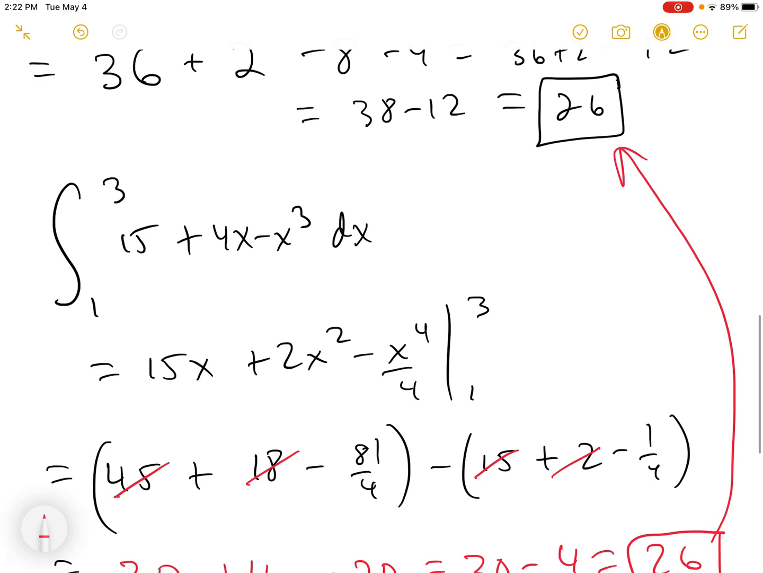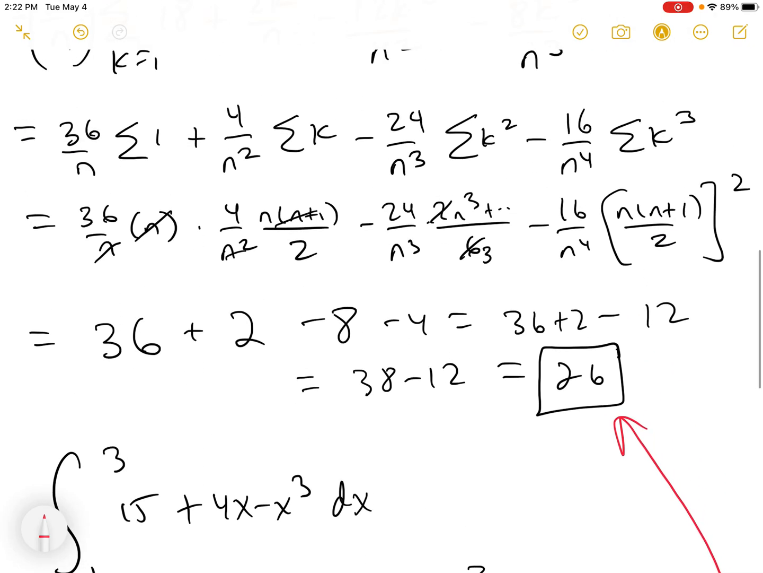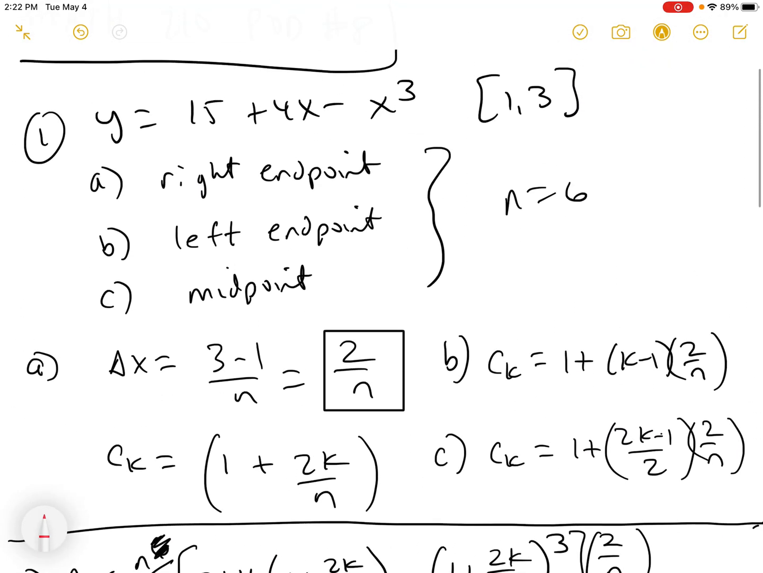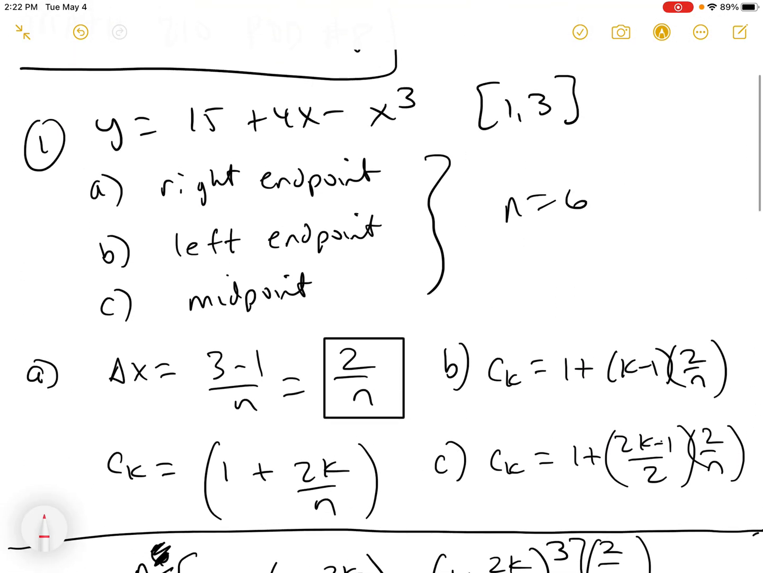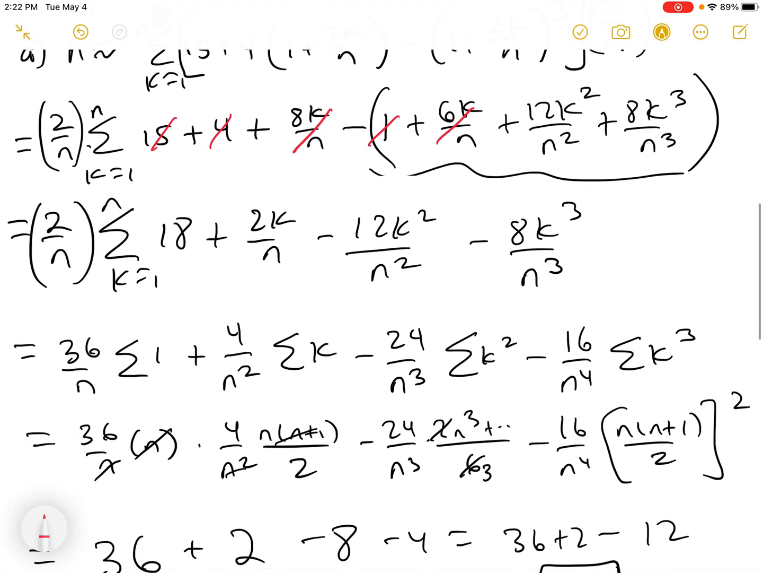They match. I did the right hand. I'll let you do the left hand and the midpoint if you want, and you can just skip the n equals 6 part because we got the actual area. And yeah, that's a great problem. Love it.